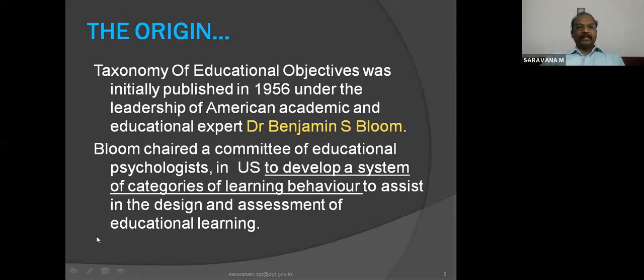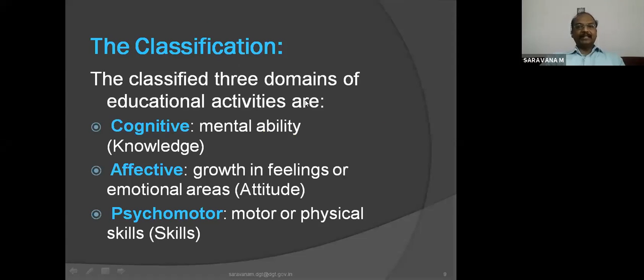So let us see the classification. The 3 classified domains of educational activities are: first, cognitive domain, second, affective domain, and the third one is psychomotor domain. Cognitive domain is mental ability that is related to knowledge. The affective domain is growth in feelings or emotional areas, that is attitude, and the psychomotor domain is motor or physical skill, that is skill.